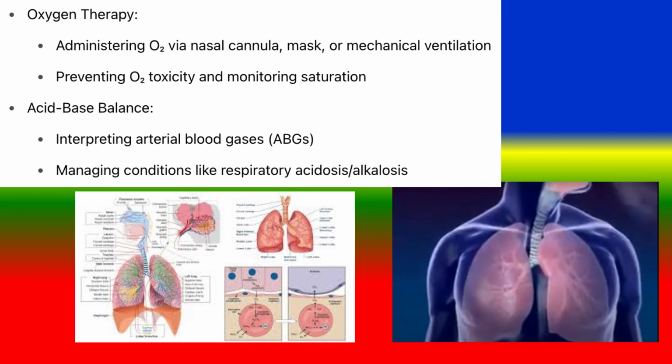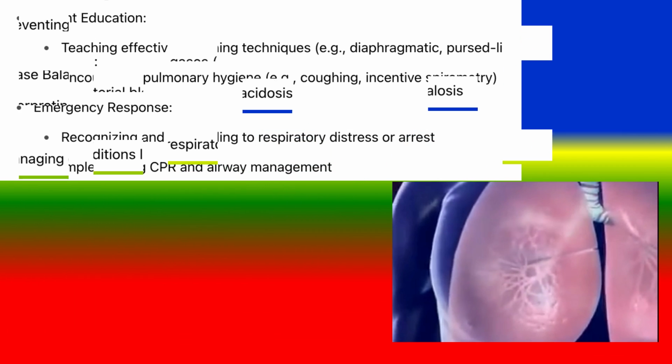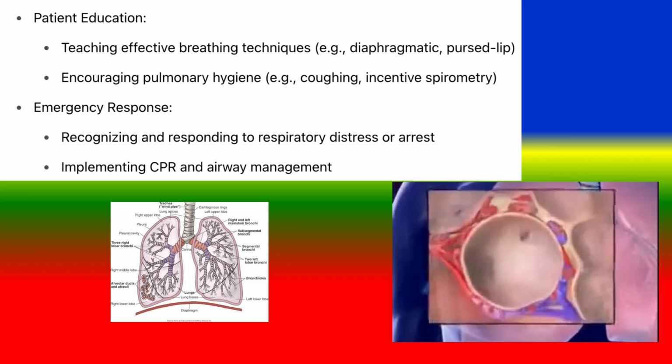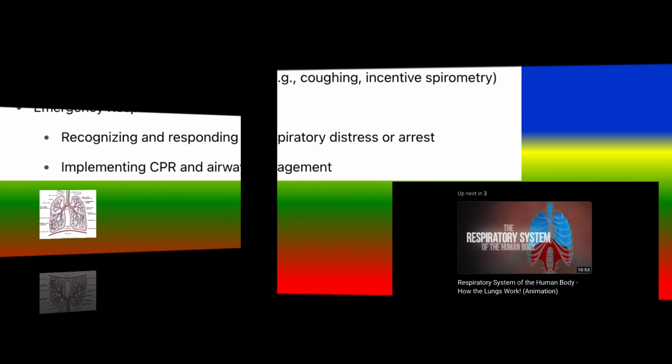(ABGs), managing conditions like respiratory acidosis and alkalosis. Patient education: teaching effective breathing techniques, e.g. diaphragmatic, pursed lip breathing, encouraging pulmonary hygiene, e.g. coughing, incentive spirometry. Emergency response: recognizing and responding to respiratory distress or arrest, implementing CPR and airway management.